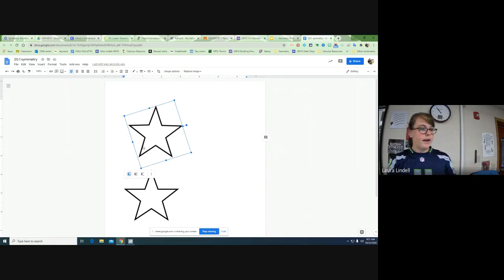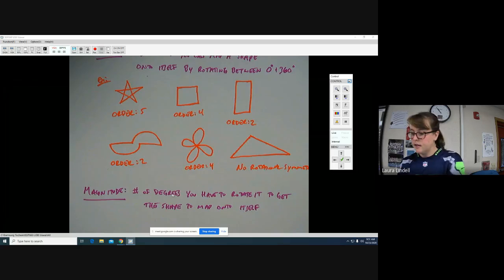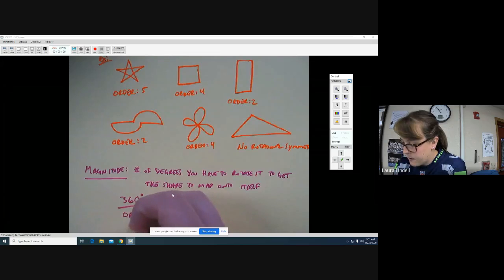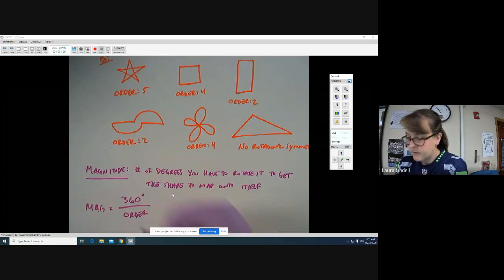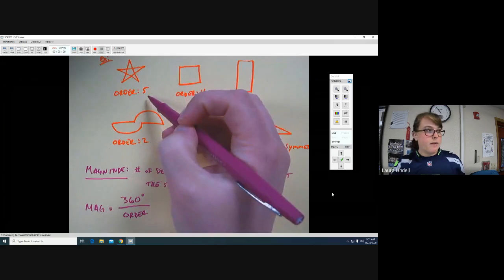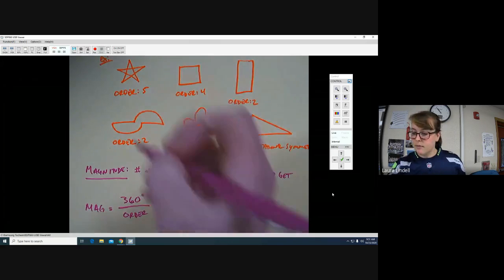The way that you find this number, it's 360 degrees divided by the order. So the magnitude is 360 degrees divided by the order. So in this case, it was 360 degrees divided by 5, which was 72.